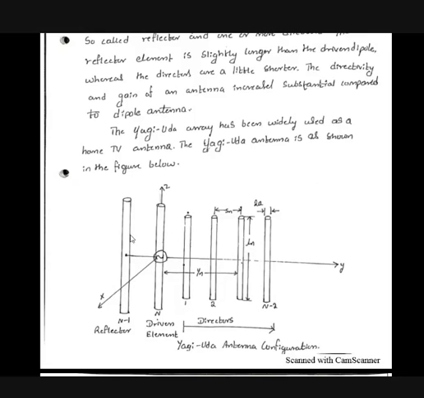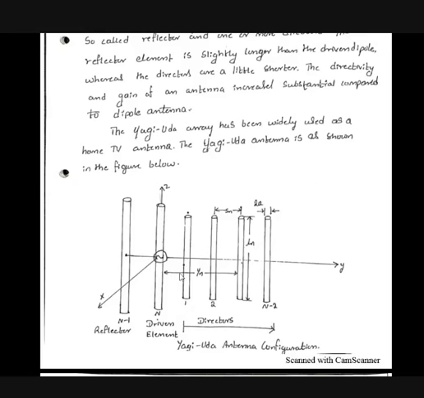The reflector element will always be taller or larger than the driven element. The driven element is always larger or taller than the other directors. Directors are always shorter in length compared to the driven element and reflector element. This is the structure of the Yagi-Uda array.